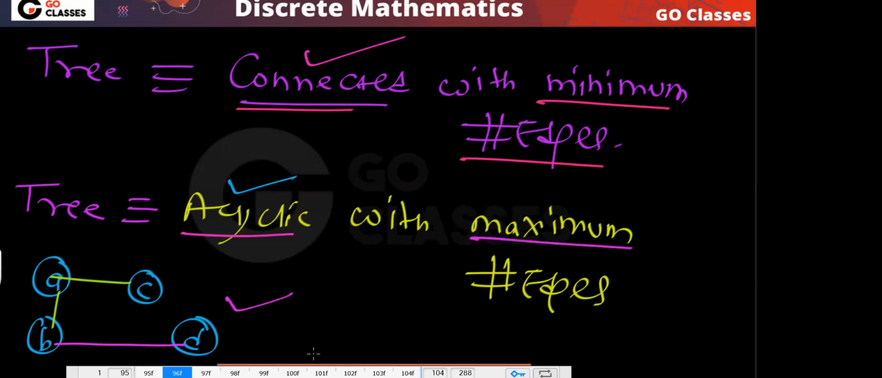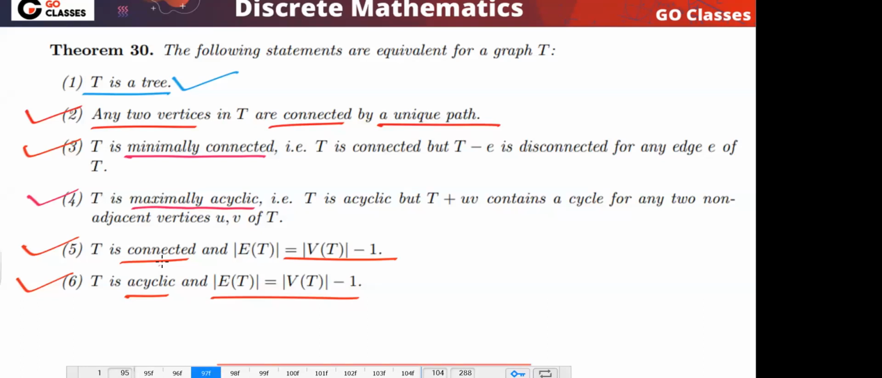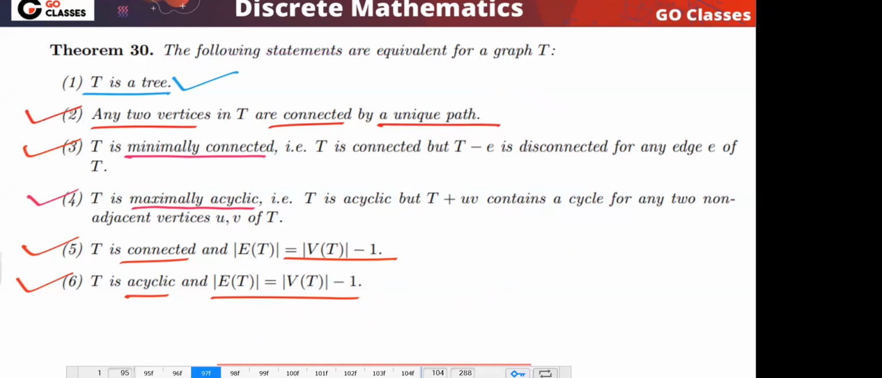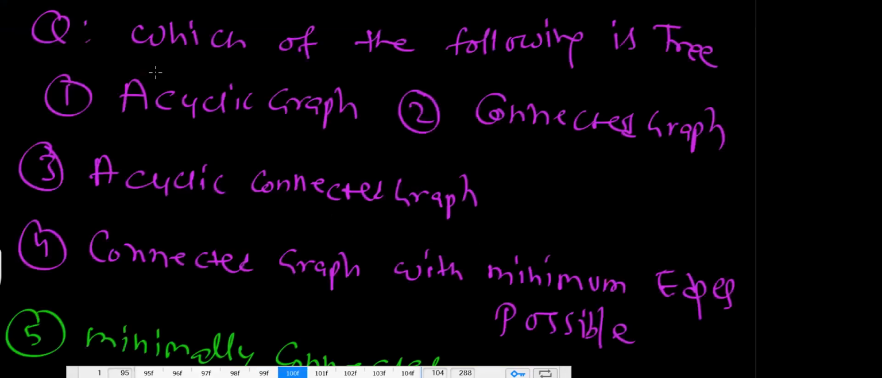So is this clear? Definition of tree. All the definitions of tree. Tree is connected with minimum number of edges. Tree is acyclic with maximum number of edges. Or I can say tree is connected with n-1 edges, or tree is acyclic with n-1 edges. These are all the definitions of tree. All these are clear. So tell me, which of the following is a tree?